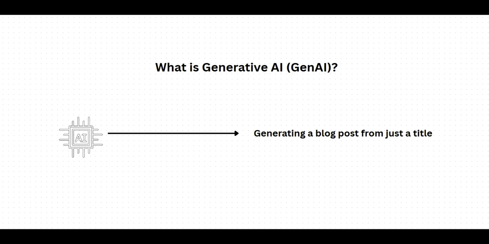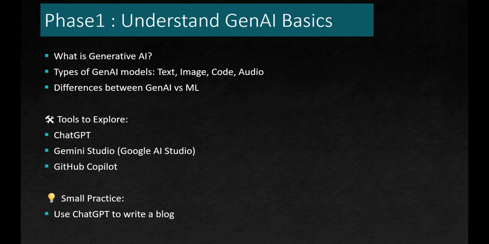This is the main difference between machine learning and generative AI. To get hands-on experience and truly understand how generative AI works, it is important to explore some practical tools. These tools will help you see Gen AI in action and build your small projects or experiments. Here are a few popular tools that you can start with. Number one, ChatGPT. It is great for generating text, answering questions, writing blogs, or even building basic applications.